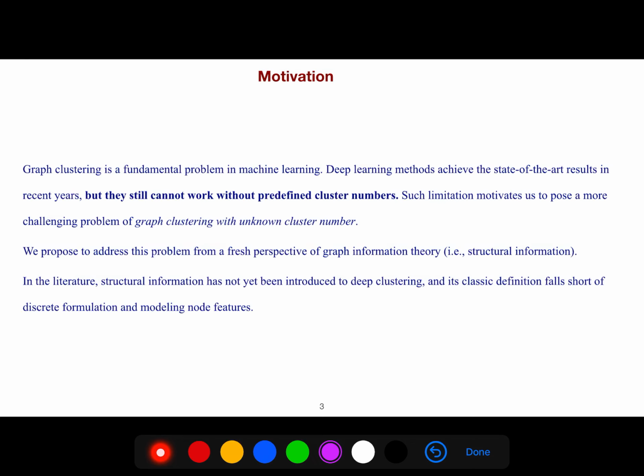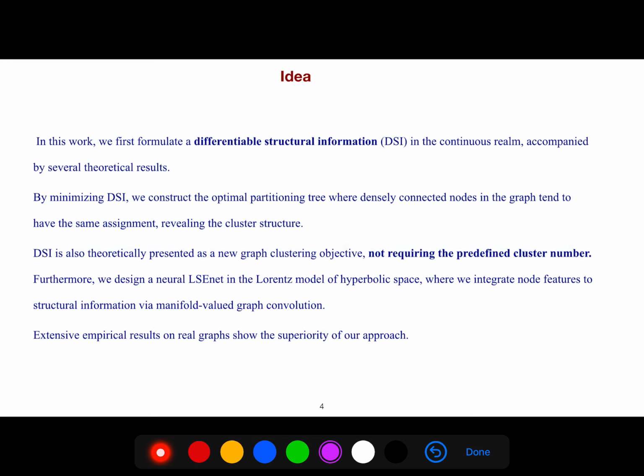In the literature, structural information has not yet been introduced to deep clustering, and its classic definition falls short of discrete formulation and modeling node features. So they formulate a differentiable structural information, DSI, in the continuous realm, accompanied by several theoretical results. By minimizing this differentiable structural information, we construct the optimal partitioning tree where densely connected nodes in the graph tend to have the same assignment, revealing the cluster structure. So densely connected nodes, we pick them together. DSI is also theoretically presented as a new graph clustering objective, not requiring the predefined cluster number.